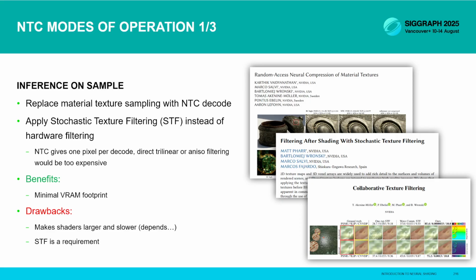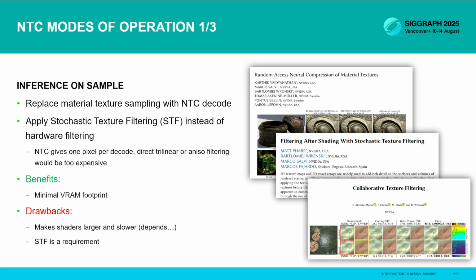Since the NTC decoder cannot filter the texture and can only return one texel at a time, we need to get creative with filtering. We usually don't want to use the nearest neighbor sampling, and we don't want to do NTC decoding multiple times per pixel to perform trilinear filtering. That would be too expensive.